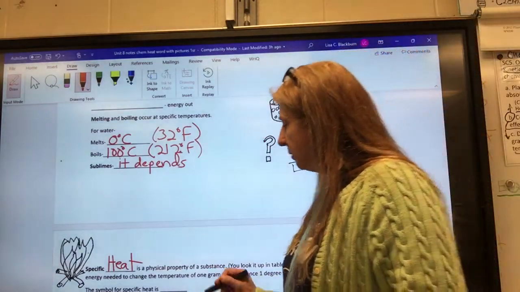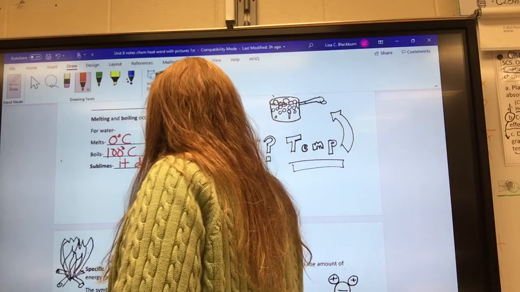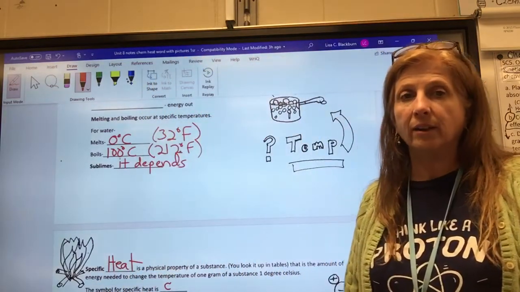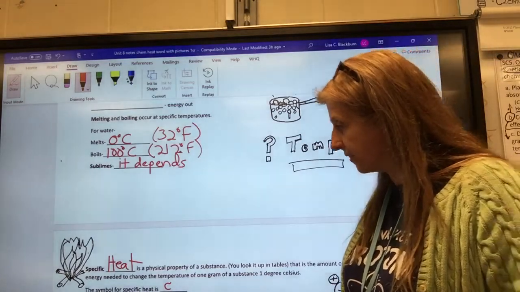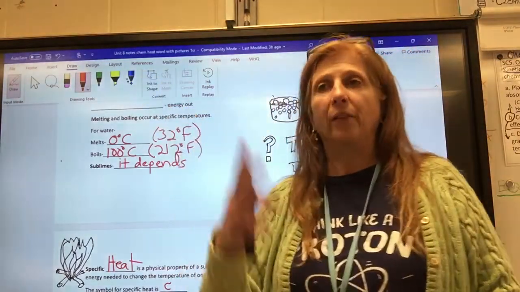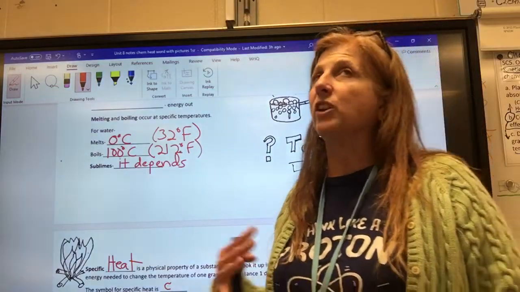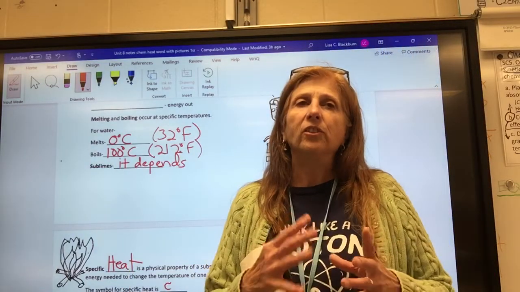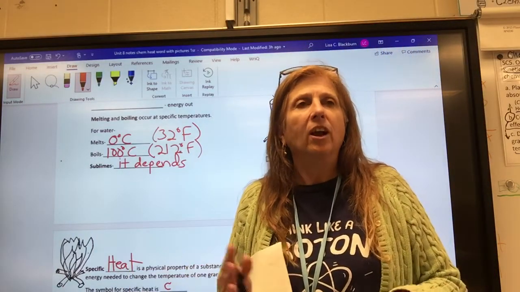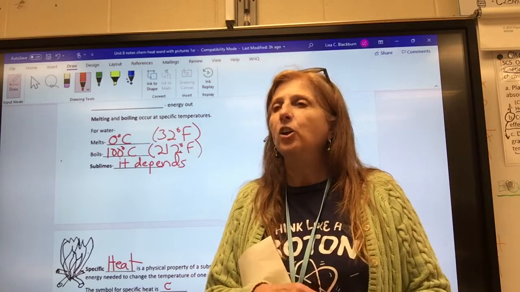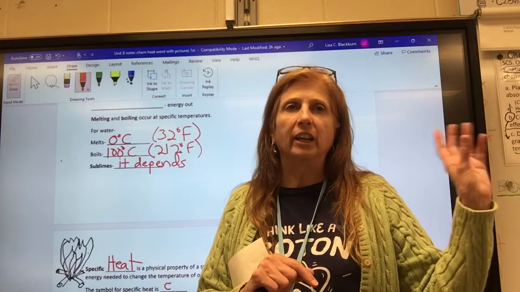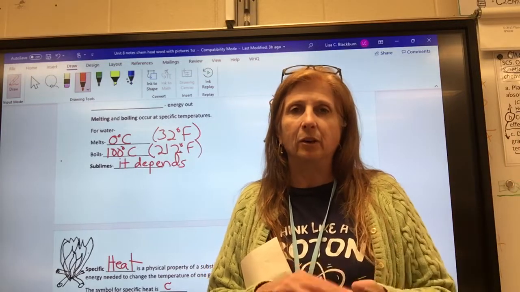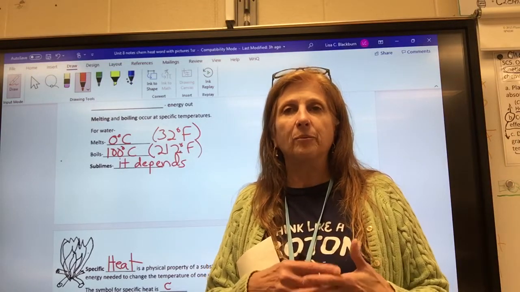And the symbol for specific heat is lowercase c. I don't know why, because specific starts with an S, not a C, but that's what it is. So you already know about this because you've lived your life and you've noticed things. Like you've noticed that some things heat up faster and some things cool off faster. You wouldn't make an oven mitt out of aluminum foil. You'd get burned, wouldn't you? It heats up very fast.